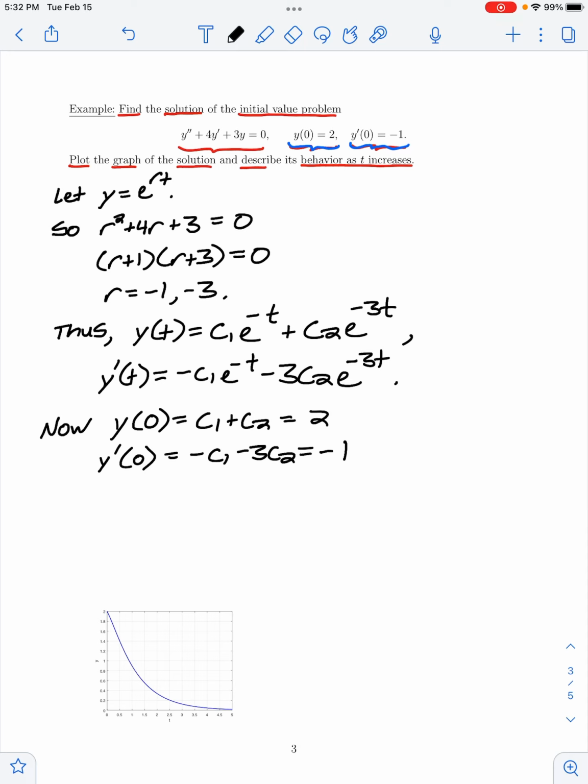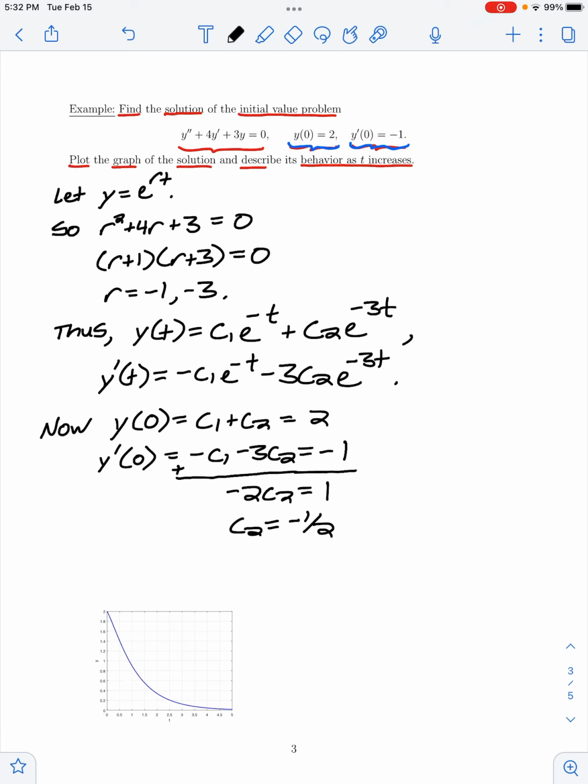So to solve this system of equations for c1 and c2, I noticed that if I add them, the c1 terms cancel, and I'm left with negative 2c2 is equal to positive 1, and so c2 is negative 1/2.